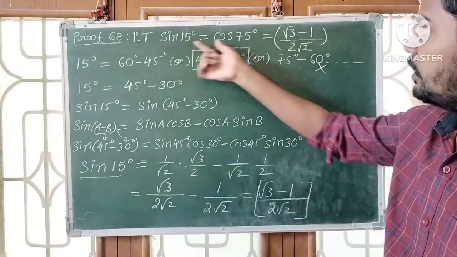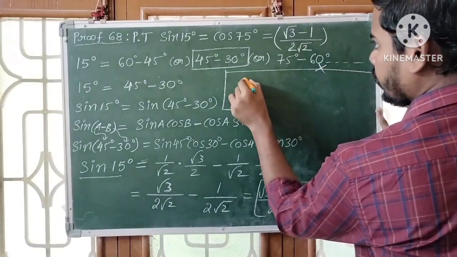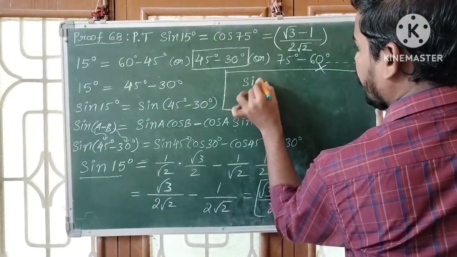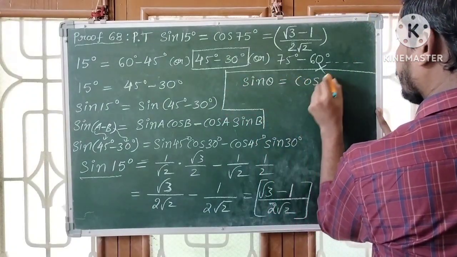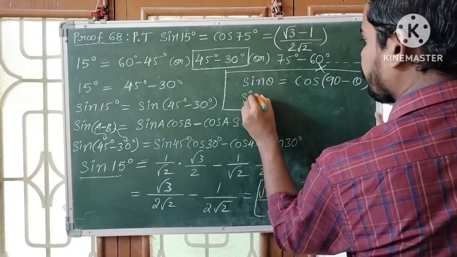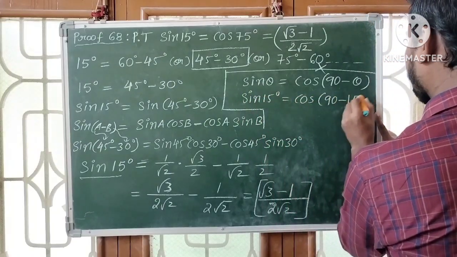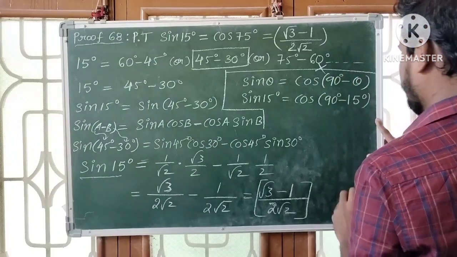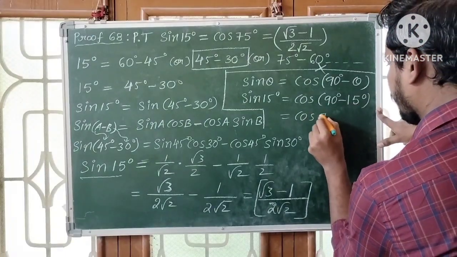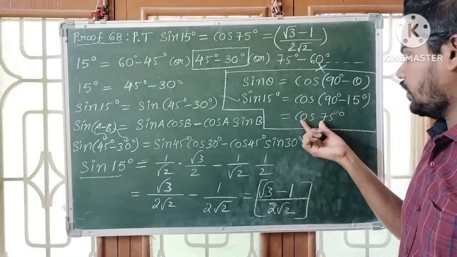Now let us prove sin 15 degrees is equal to cos 75 degrees. Very simple formula in trigonometry. Sin theta is equal to cos (90 minus theta), or cos (90 minus theta) is equal to sin theta. Replace theta by 15. Now sin 15 degrees is equal to what? Cos (90 degrees minus 15 degrees). Now cos of 90 degrees minus 15 degrees, how much? 75 degrees. Okay. Therefore sin 15 degrees is equal to cos 75 degrees.